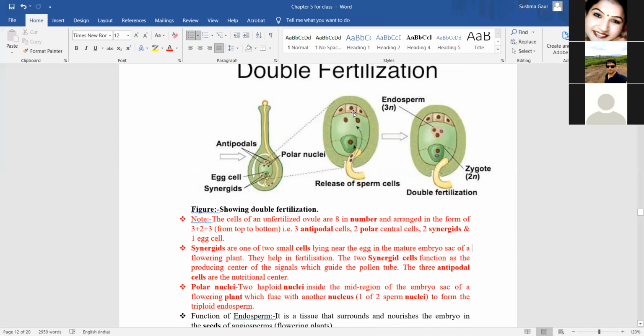So these antipodal cells are responsible for providing nourishment, and the two synergid cells present at the base are responsible for formation of pollen tube. So through this pollen tube, two sperm cells will come. Inside this, one will fuse with the polar nuclei to form triploid endosperm, and the other will fuse with the egg cell to form diploid zygote. This is double fertilization and triple fusion.